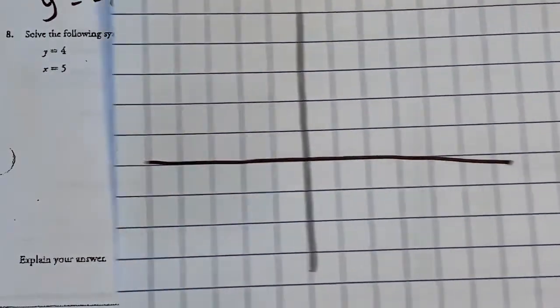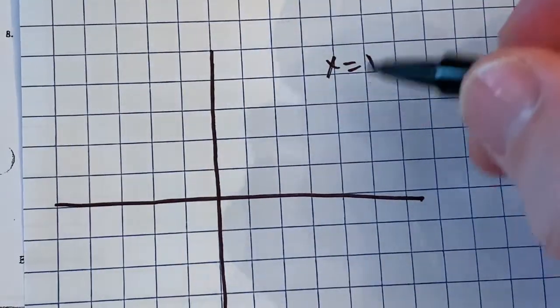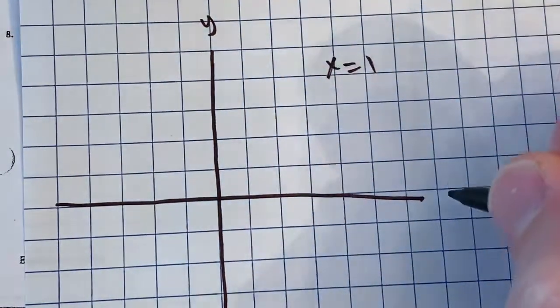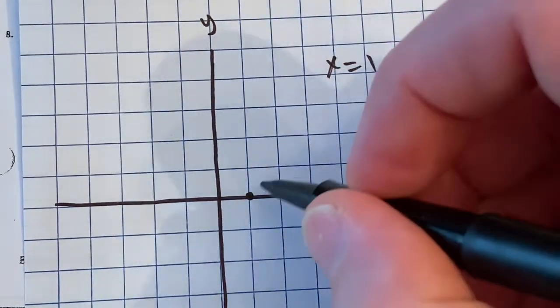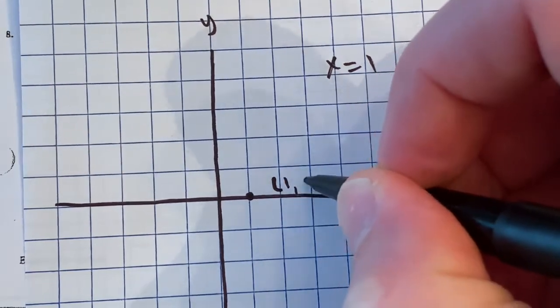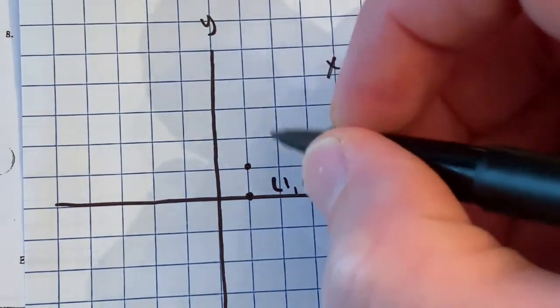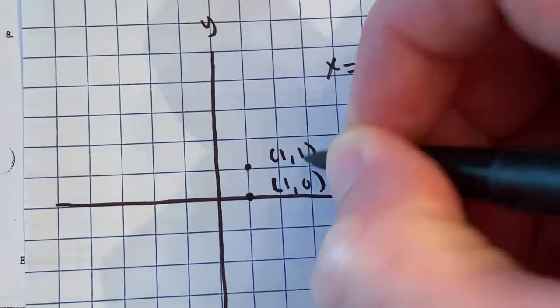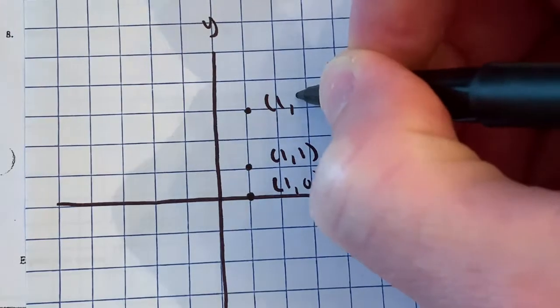And let's imagine I give you the equation x equals 1. So this is very different than what you're used to. So we have a y-axis and we have an x-axis. Well, I know that x equals 1 here, right? This is the point (1, 0). If I go up here, well, what's this point? This is the point (1, 1). If I go up here, this is the point (1, 3).